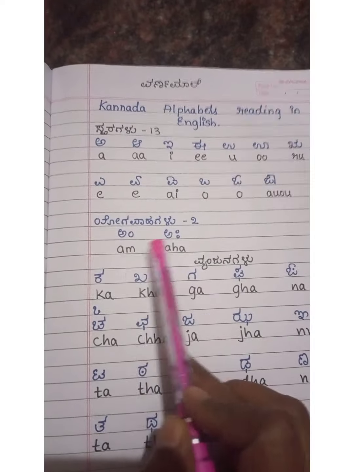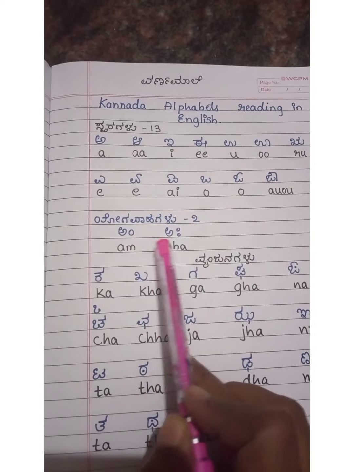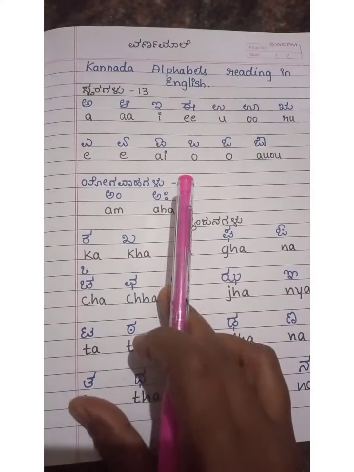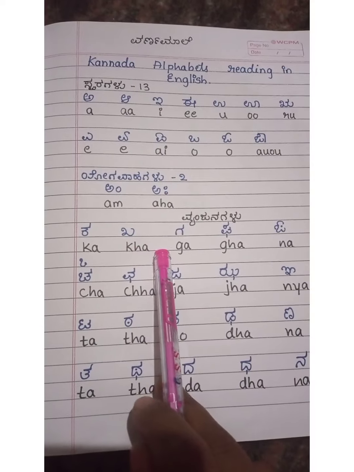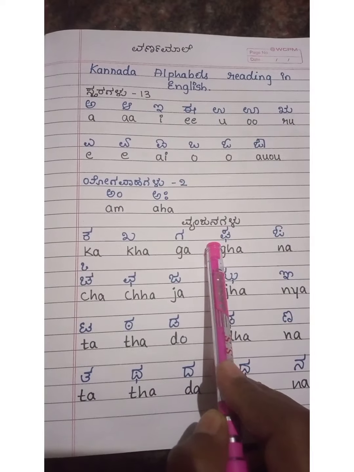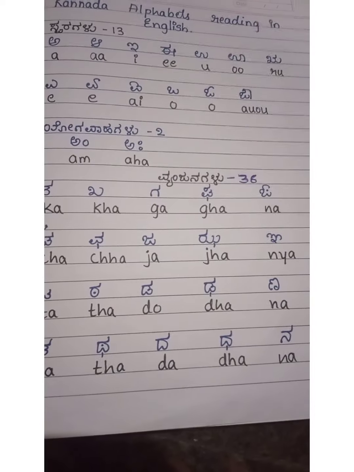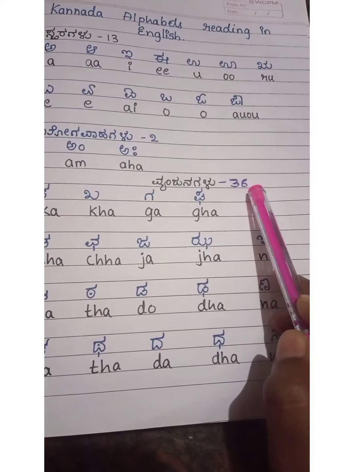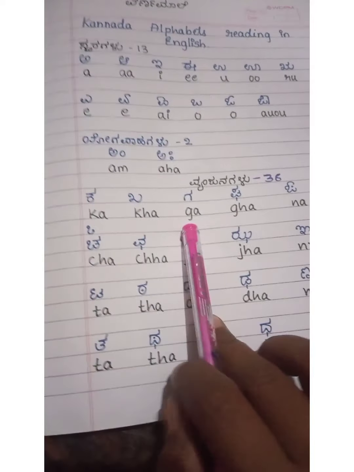There are two yogavahakas in the Kannada varnamale. After swaragalu and yogavahakagalu, then vyanjanagalu. There are 36 vyanjanagalu. Shall we start with the vyanjanagalu?